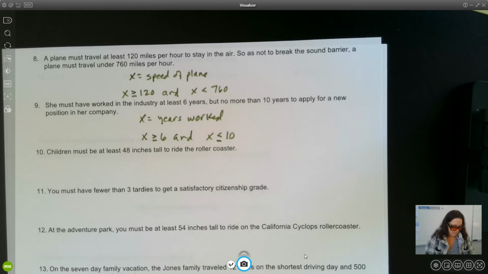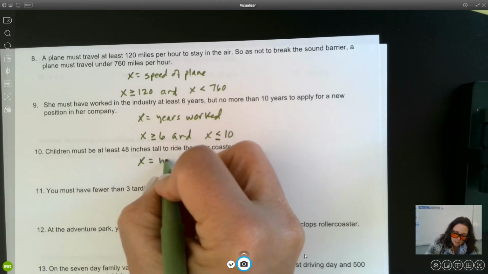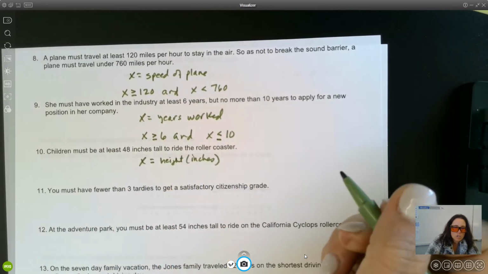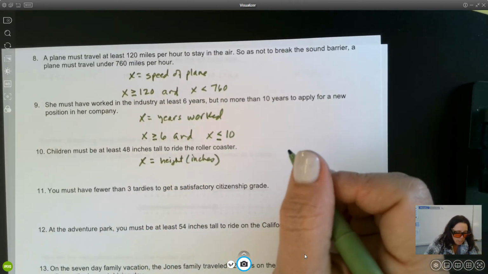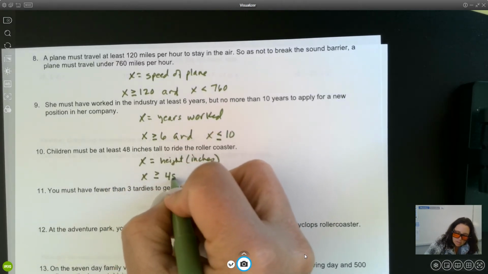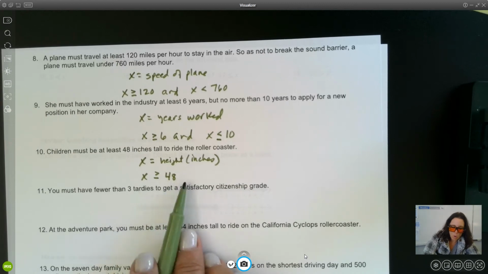Okay. Children must be at least 48 inches tall to ride the roller coaster. X equals height in inches. It's important to have that word inches there, because if you just say height and you say x is greater than or equal to 48, 48 feet, 48 centimeters, I mean, what are we talking about? Okay. All right, so at least means 48 or more.